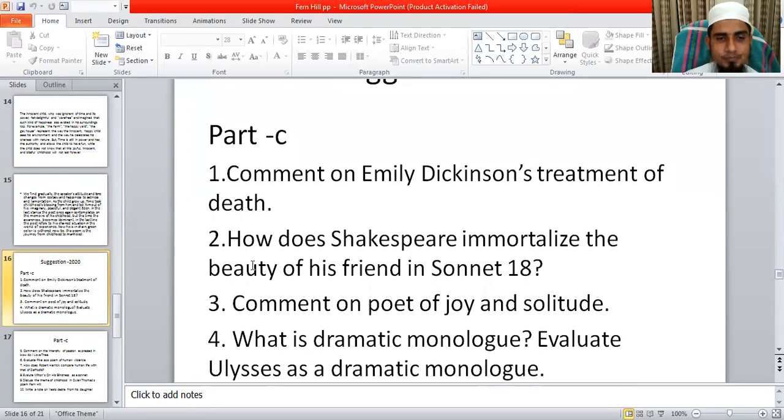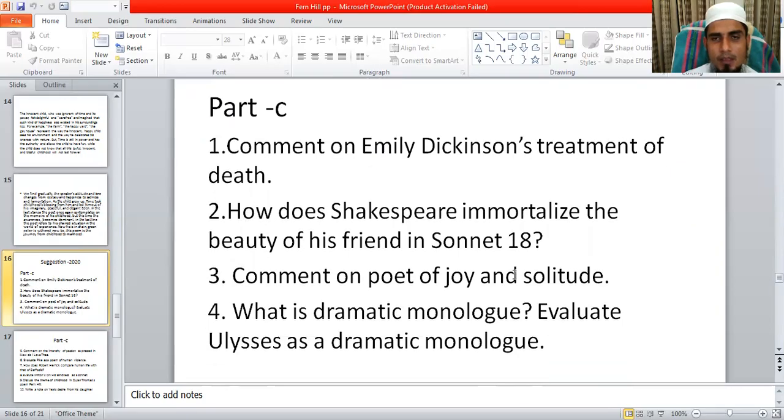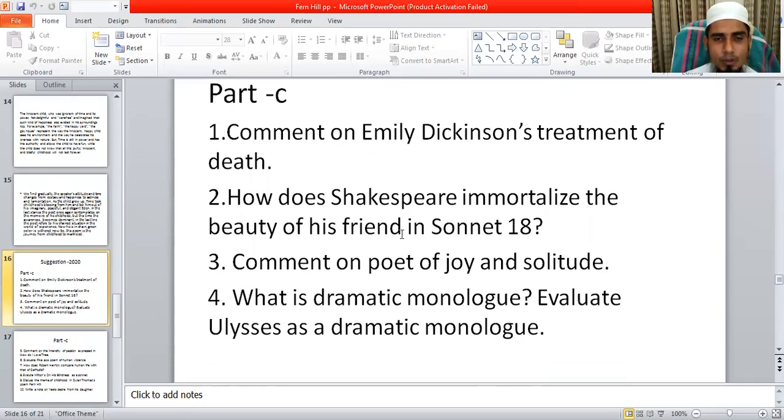And number 2, how does Shakespeare immortalize the beauty of his friend in Sonnet 18? This is also very important for broad questions. How does Shakespeare immortalize the beauty of his friend in Sonnet 18? A very important question for your coming exam.